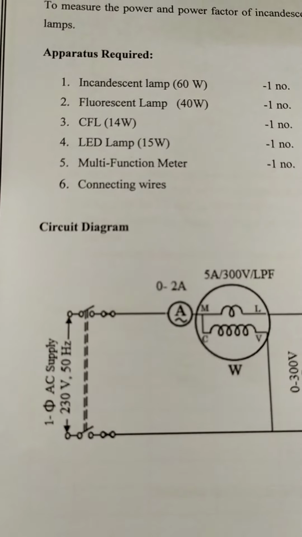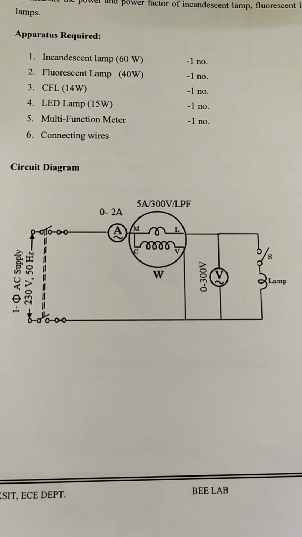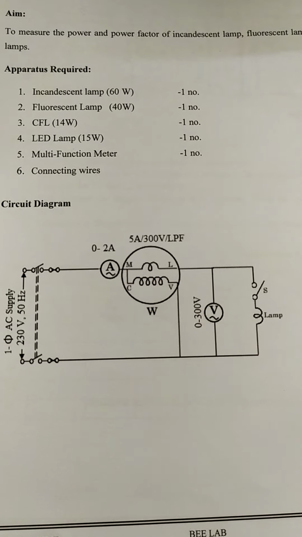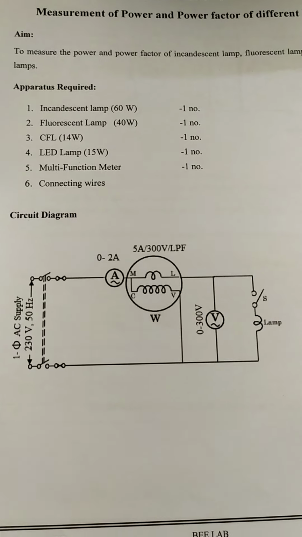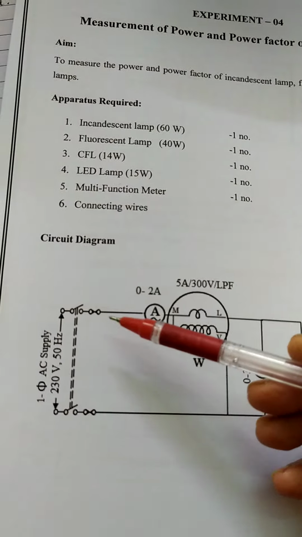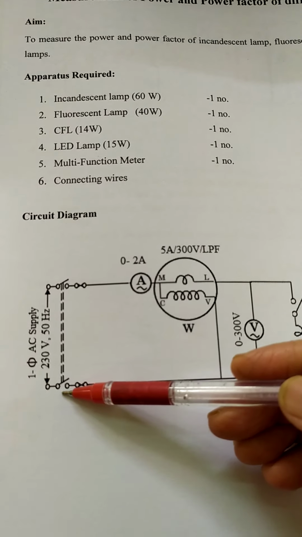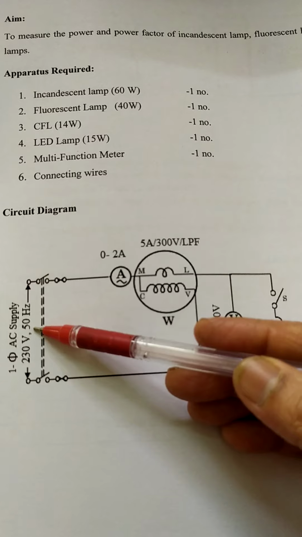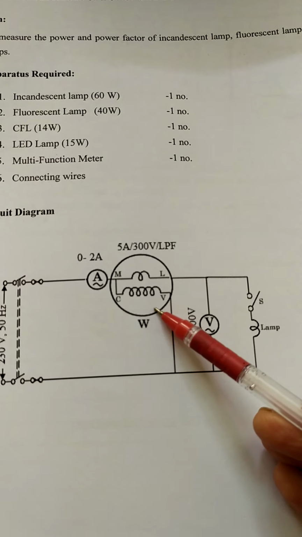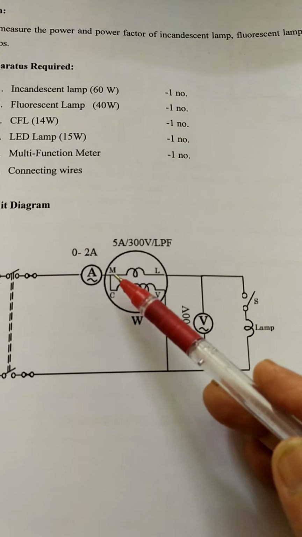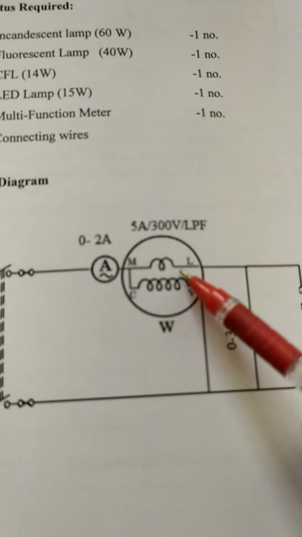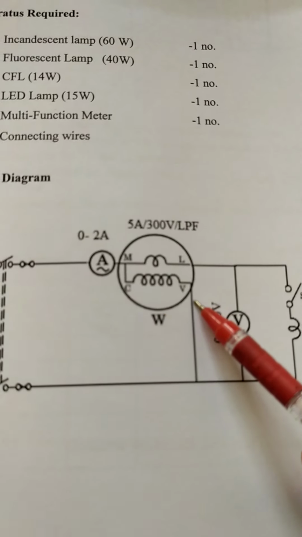Okay, so this is the apparatus required, and this is the circuit diagram we are using for the measurement of power and power factor. What is there in the circuit diagram? This is the main supply which is used. Supply we are using is AC supply, 230 volts, 50 hertz supply. Ammeter is connected in series, and this is the wattmeter which is connected in series like this. These M and L terminals are current coil terminals, and C and V are the pressure coil terminals.